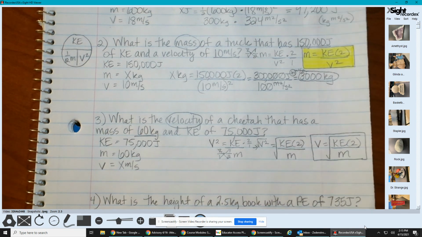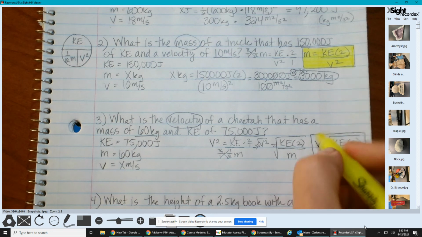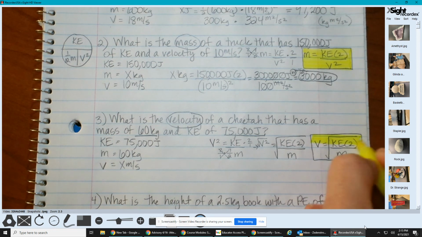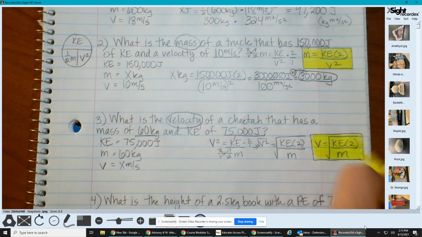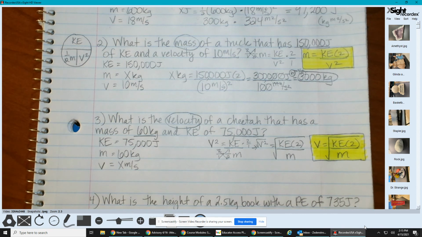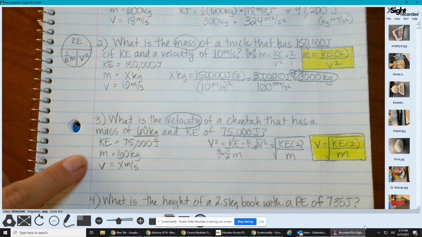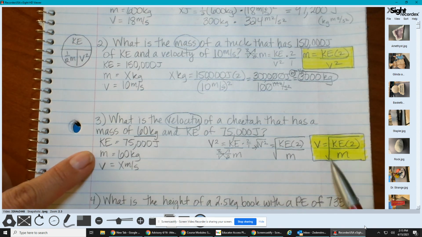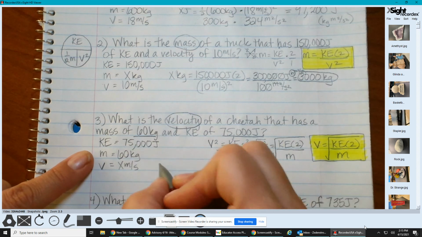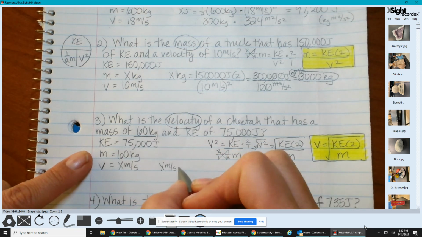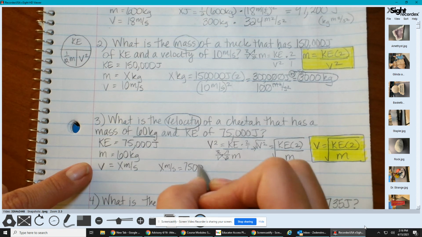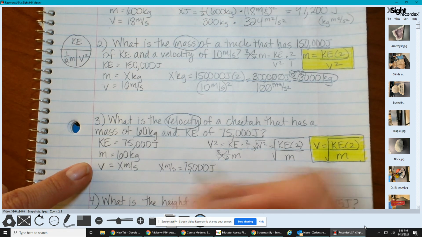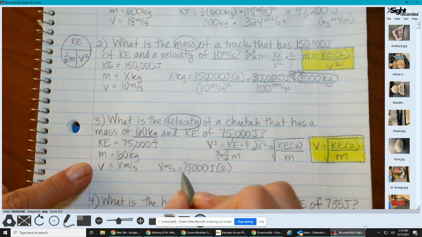And I'll highlight that in the box just like I did the last one so we can remember that. All right, here we go. So let's solve by plugging in what we have over here into our equation. So velocity is x meters per second equals my KE on top, 75,000 joules times 2. Now I'm dividing that by the mass.